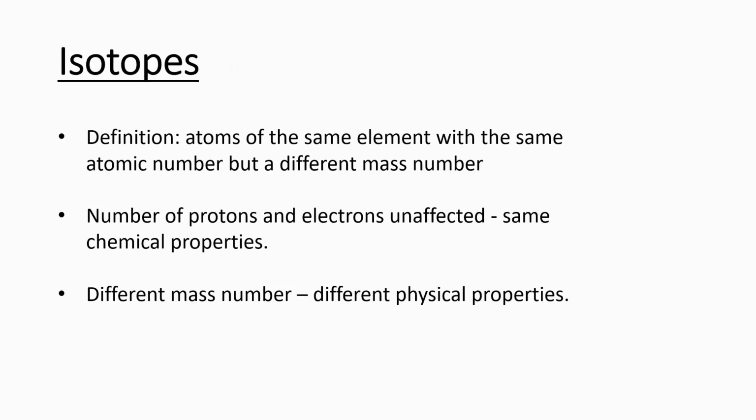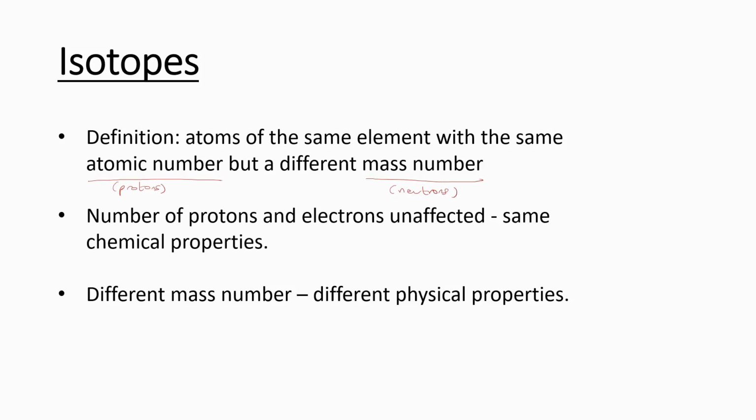It's also important to understand what isotopes are. Isotopes are atoms of the same element with the same atomic number but a different mass number. And in this case, if it has the same atomic number, this refers to the protons. The same number of protons. A different mass number, and this refers to neutrons. So it has a different number of neutrons. That's why the mass number is different.